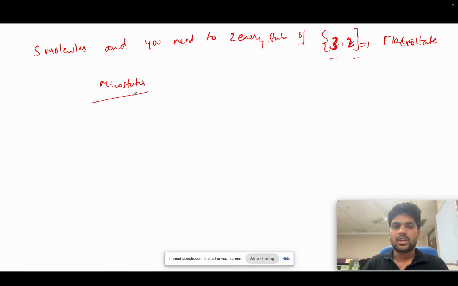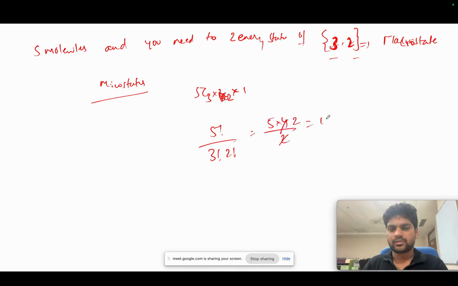Same again, you need to do the combinations. First you want to fit the 3, so 5C3, and then the remaining 2 will go here, 2C2. So now it will be 5 factorial by 3 factorial into 2 factorial, into 1. So this will be 5 into 4 by 2. So you will get 10 microstates.